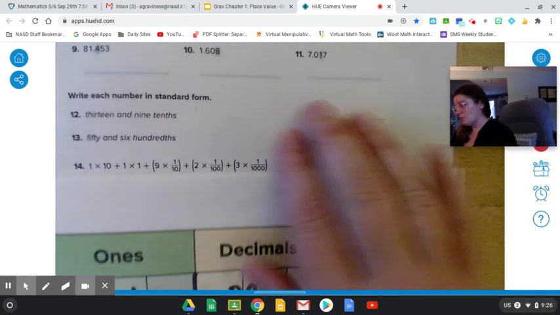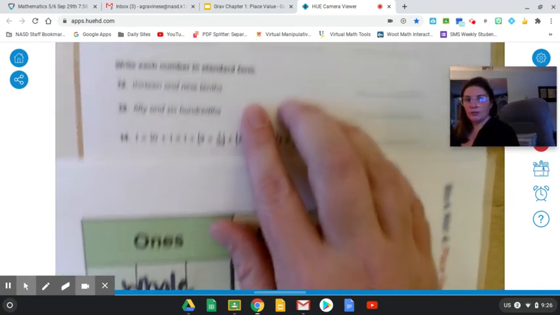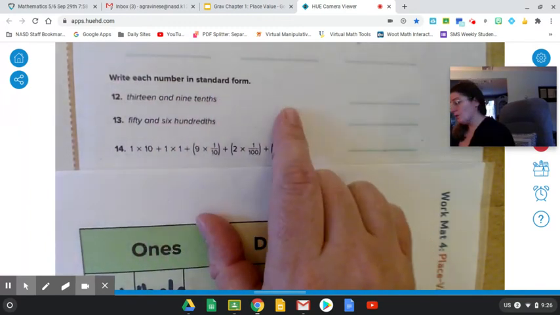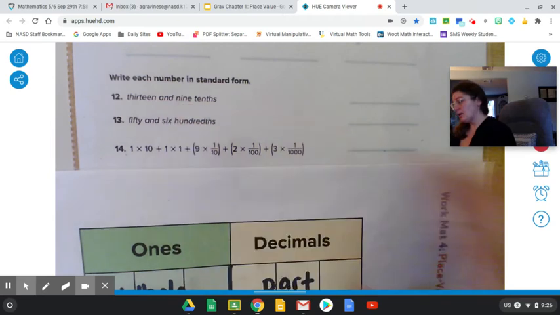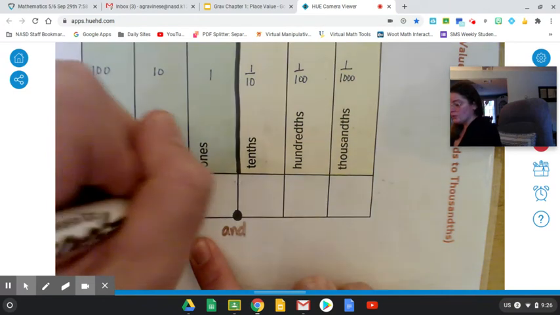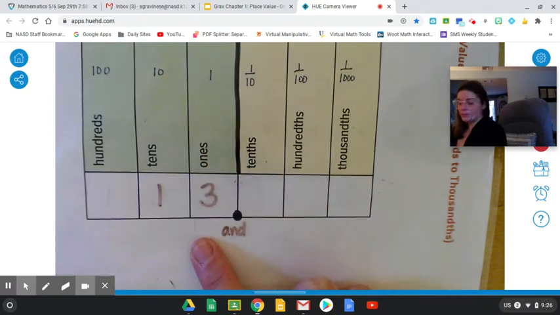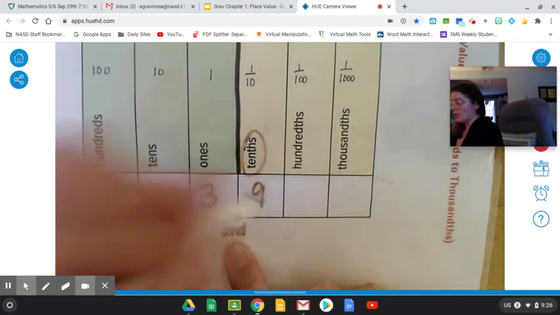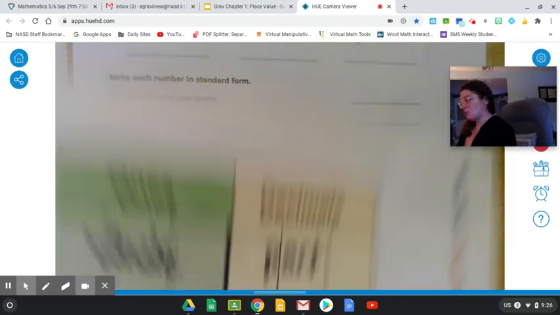Let's jump down and do a couple of the different forms. Write each number in standard form. 13 and 9/10. Here's my and. Remember, your decimal point says and. So what was before the and? 13. And what was after and? 9/10, which means I'm using the tenths place, and I have 9 in there. So 13.9.